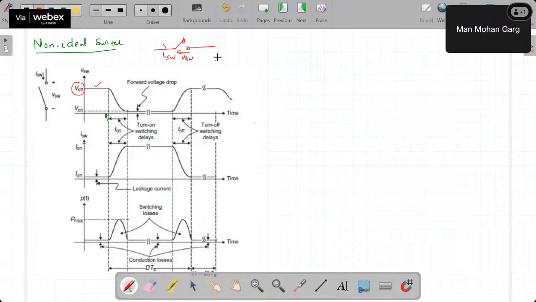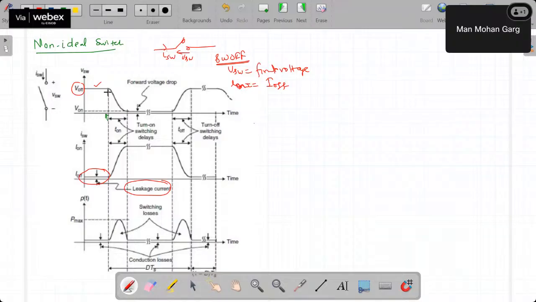So let's say the switch is off. First case, switch is off. When the switch is off, V_SW will have some finite voltage. Now, the switch is off, so it is expected that the switch current should be 0, but it does not happen so, because we have seen in the case of a diode also, even when the switch is off, there will be a certain leakage current. Though it is very close to 0, in milliamperes, we cannot say that it is 0. That leakage current is given by I off.